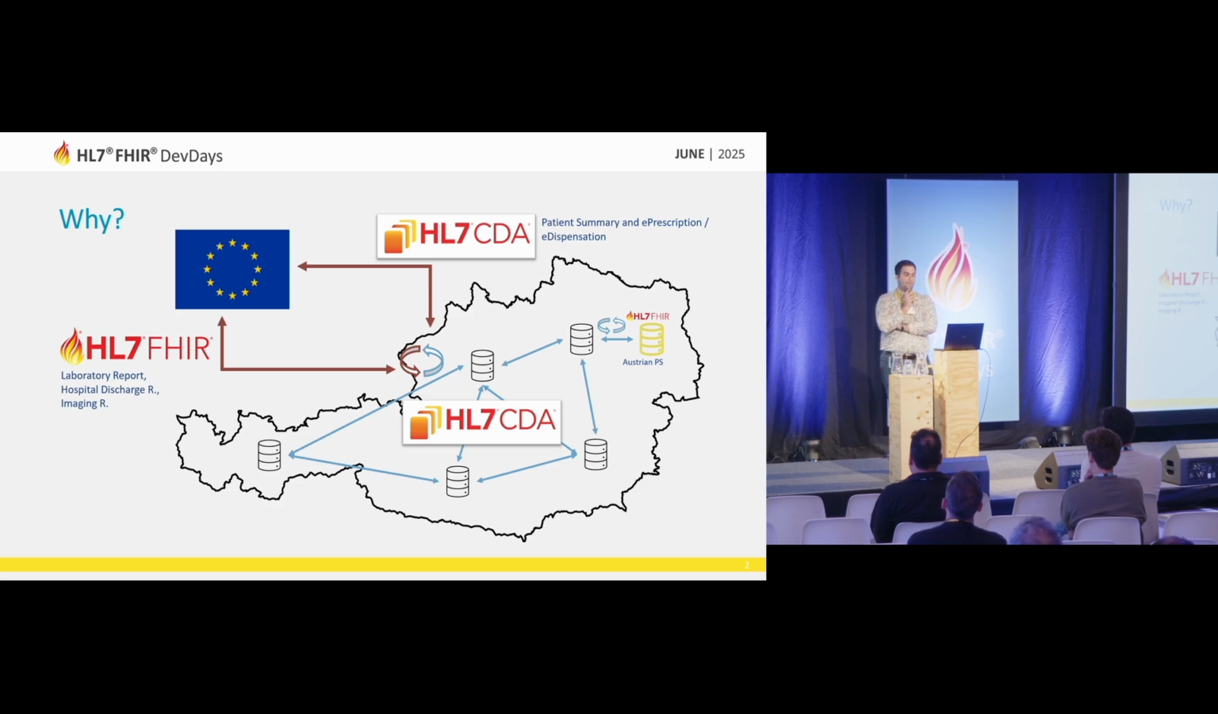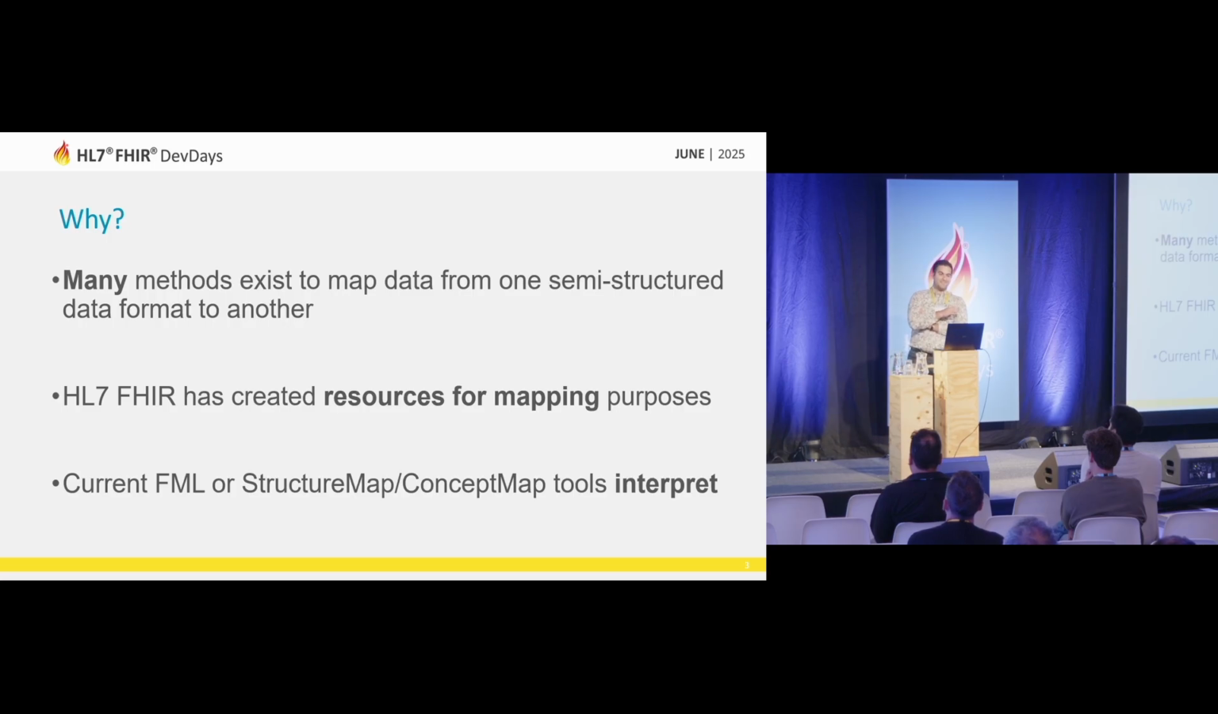There are many existing methods to map data from one semi-structured data format to another. I think we have at DevDays like three or four talks just about mapping data from one to another. And the most efficient solution still today is that you directly code the rules. But this can only be changed by someone who has the knowledge of the mapping content, the mapping rules, and the mapping technology at the same time. So it's not efficient over time.